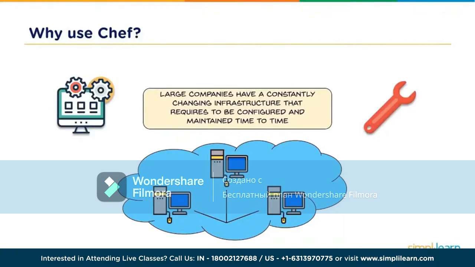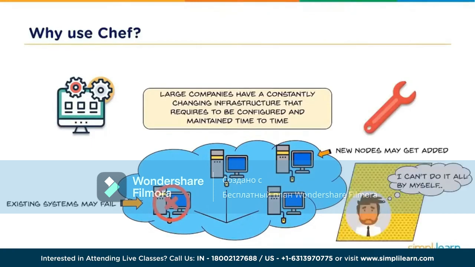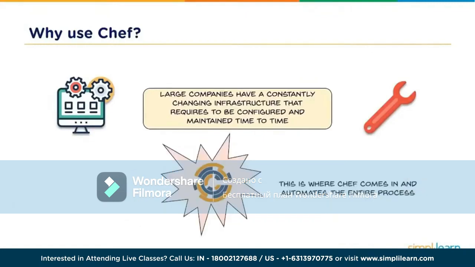Now, this infrastructure needs to be continuously configured and maintained. In fact, when you're dealing with an infrastructure that size, there's a good chance systems may be failing. And in the long run, as your company expands, new systems may even get added. So what do you do? Well, you could say the company has the best system administrator out there, but all by himself, could he possibly take care of an infrastructure that size? No, he can't. And that's where Chef comes in, because Chef automates this entire process.